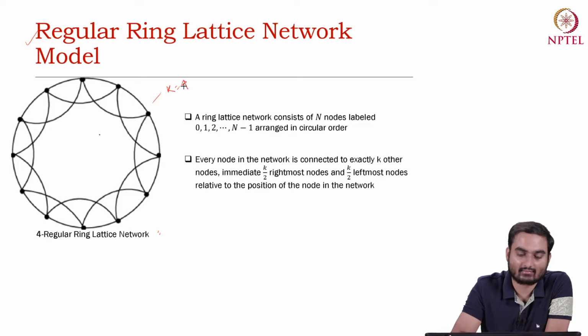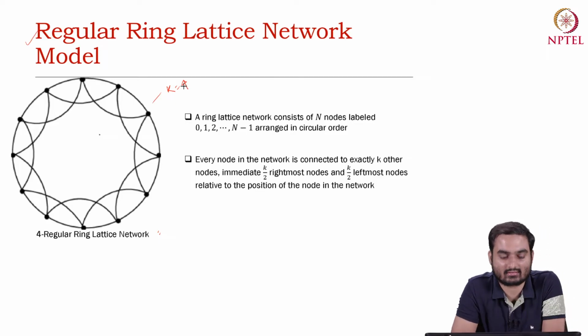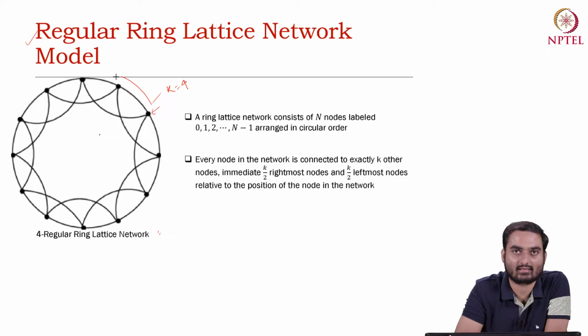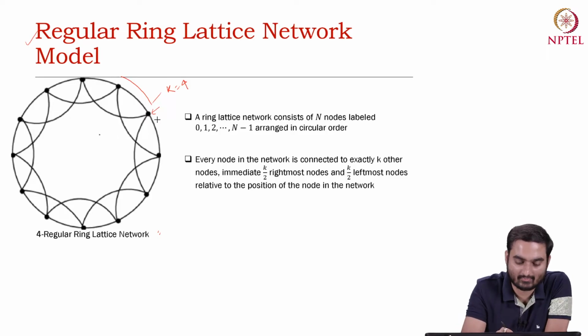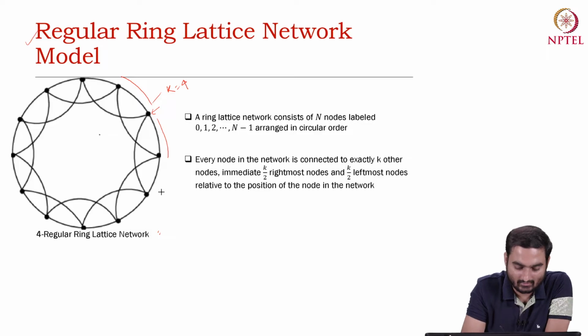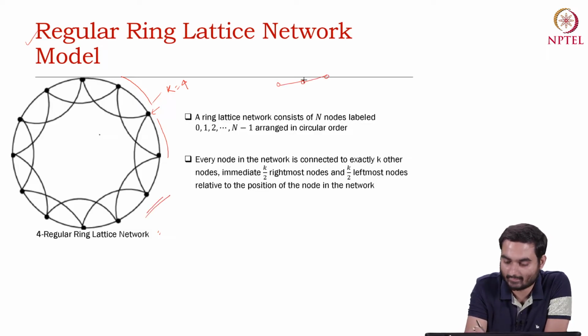And how is this lattice structure constructed? Every node is connected to k by 2 nodes on the left side of it and k by 2 nodes on the right side of it. Meaning that if you linearize this structure, it would basically look like this.